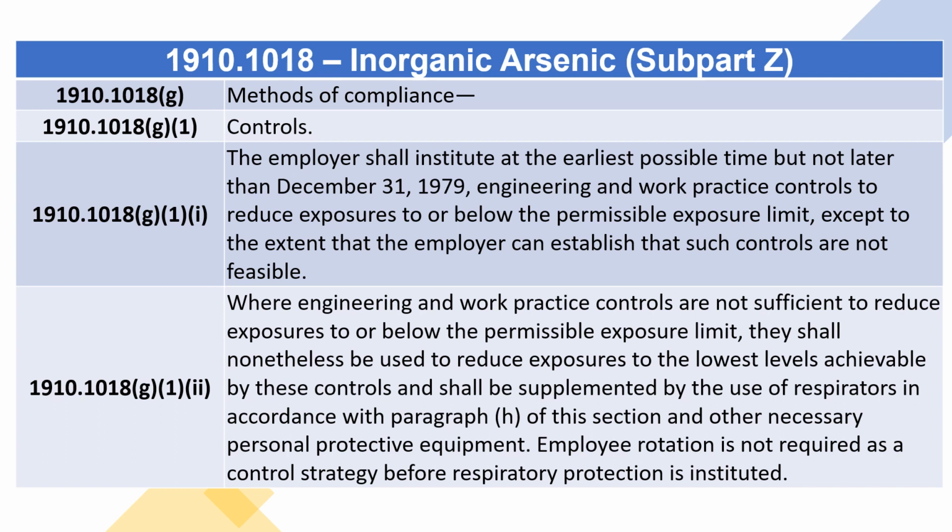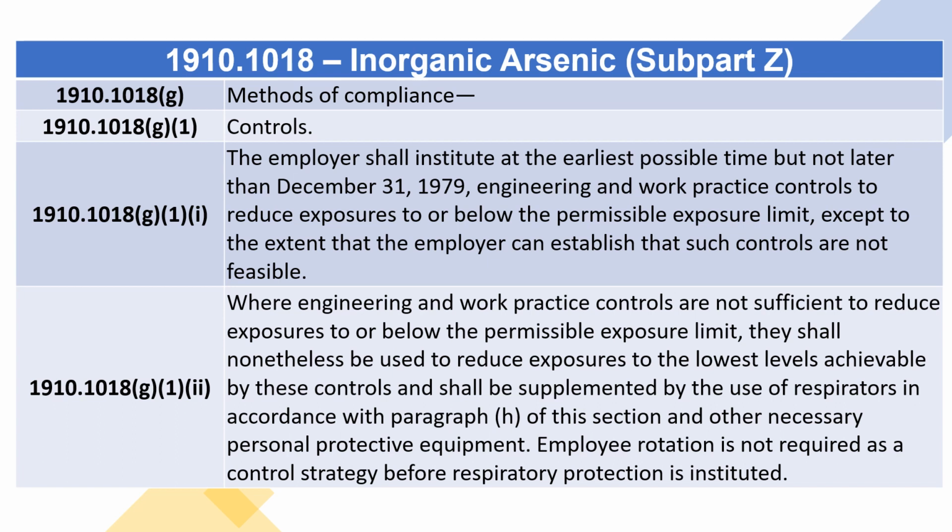1910.1018 G. Methods of compliance. 1910.1018 G1 Controls. 1910.1018 G1 1. The employer shall institute at the earliest possible time, but not later than December 31, 1979, engineering and work practice controls to reduce exposures to or below the permissible exposure limit, except to the extent that the employer can establish that such controls are not feasible.